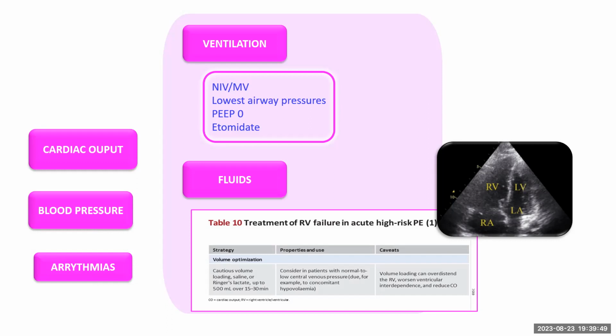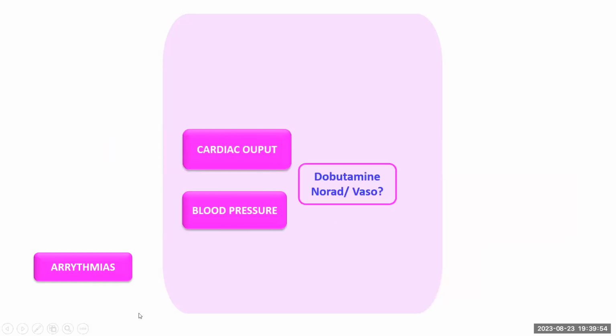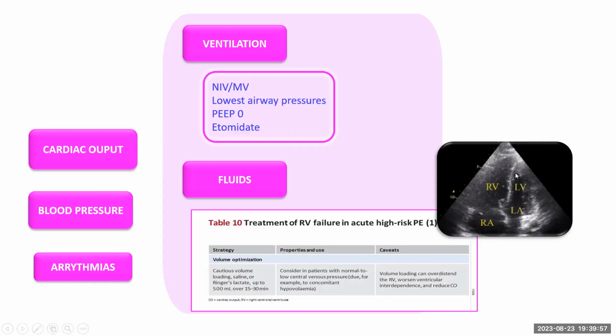Another way of looking at it is looking at the IVS, the septum. If the IVS is bulging towards the LV, that is a big no-no. However, if the IVS is still bulging towards the RV, you can try some fluids if you are in doubt. But if the IVS starts bulging towards the LV, do not give any fluids. So that is about fluids. Some literature mentions giving fluids, but do not give fluids because the RV is already failing. If you give fluids, the RV is going to dilate further and worsen the situation.